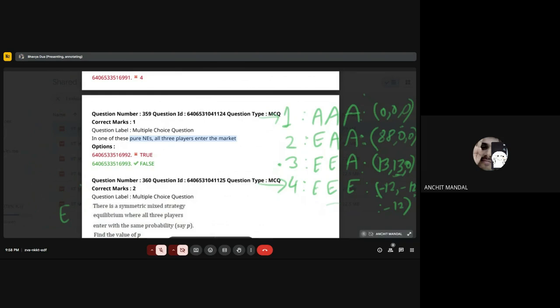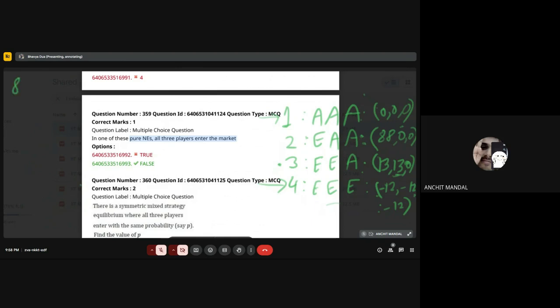Next question. There is a symmetric mixed strategy equilibrium where all 3 players enter with the same probability P. Find the value of P. Now, if all 3 players are entering, then I have to find the equivalent payoff. And how do I do that? In the first scenario, the payoff is obviously 0 for all of them. So no matter whatever the probability of entering, the payoff is 0. So the net result of that strategy is going to be 0. Let's move on to case number 2.